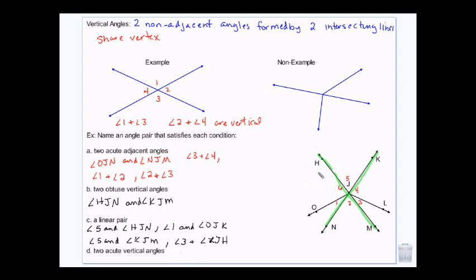Okay, if these big ones were my obtuse vertical angles, what are my acute vertical angles? MJN and HJK. Or you could say angle 2 and angle 5.